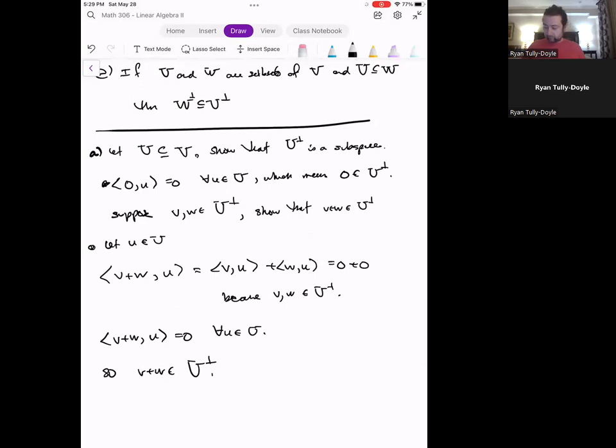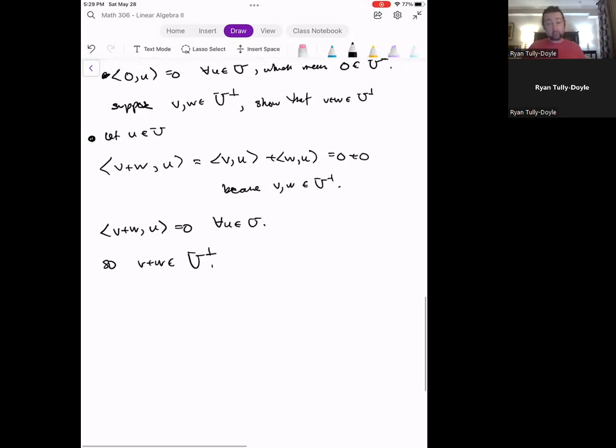We've shown that it's closed under addition. And now we'll do the same thing and show that it's closed under scalar multiplication as well. So for step 3, let u be an arbitrary vector in U. Let v be in the perp of U. Let lambda be in the field.